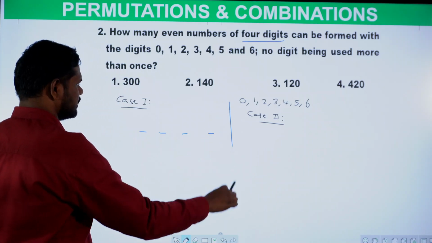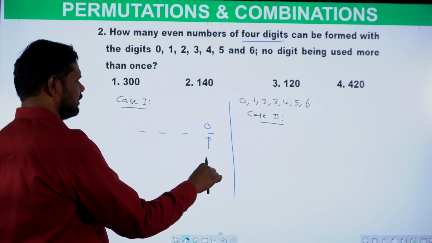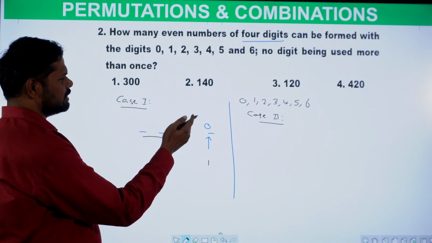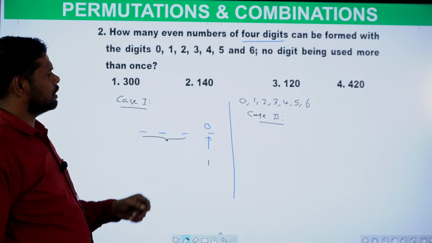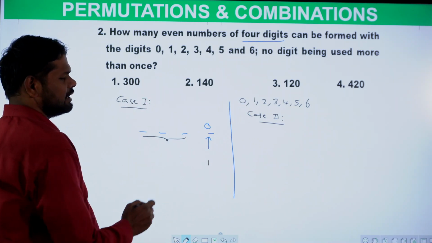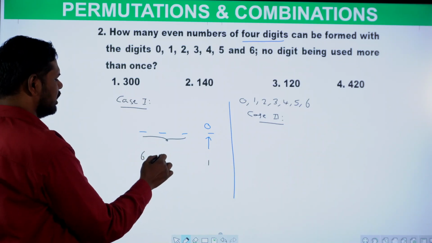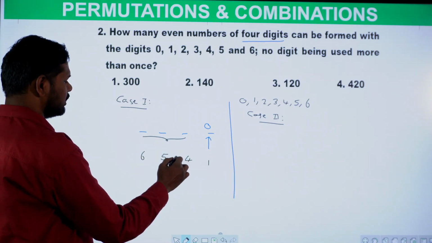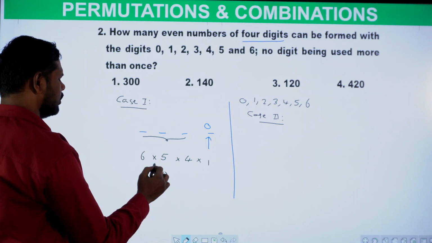The first case is ending with 0. Here there is always one way. In the remaining three places, whatever digits you use, no digit is used more than once. The total digits are 0 to 6, so 7 digits. Already one digit is used here, so the remaining 6 digits, then 5 digits, then 4 digits. So how many ways are there? 6 into 5 into 4.